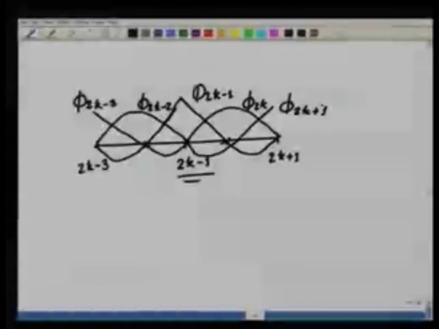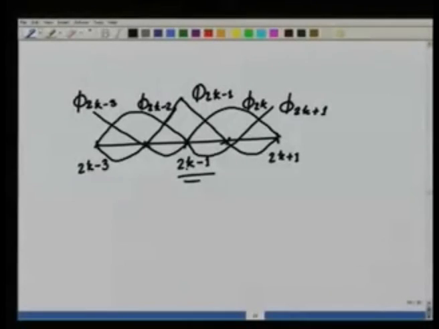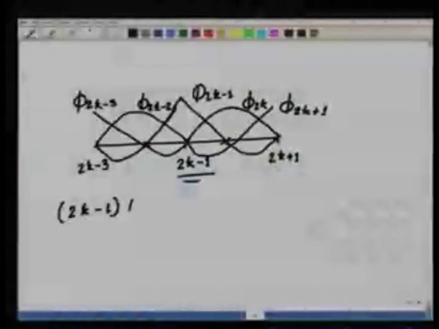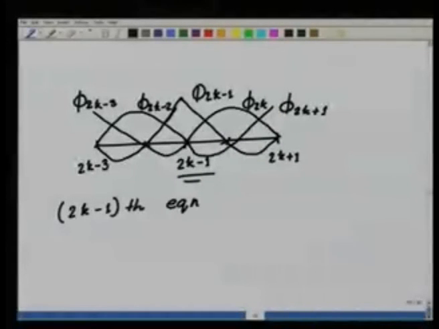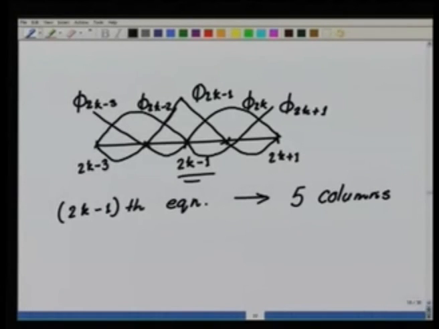So what can you see? For the 2k minus 1th equation, the equation will have non-zero entries corresponding to the 2k minus 3 column, 2k minus 2 column, 2k minus 1 column, 2k column and 2k plus 1 column. So how many columns will be non-zero? 1, 2, 3, 4, 5. So at most 5 columns will have non-zero entries.